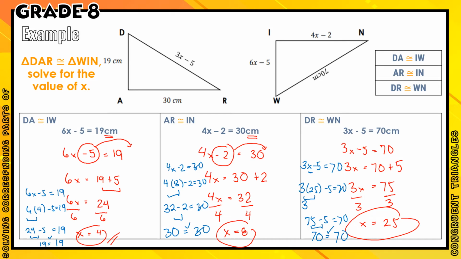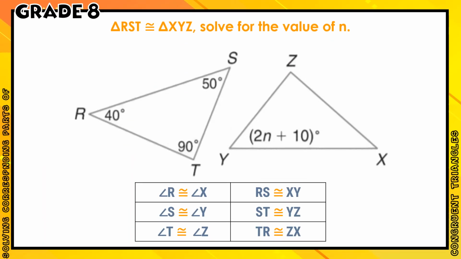So that's how we compute for the sides of corresponding parts of a congruent triangle. This time, let's move on to the angle. In our case, the three angles, I have here the given figure. Angle R is congruent to angle X, angle S is congruent to angle Y, and angle T is congruent to angle C.